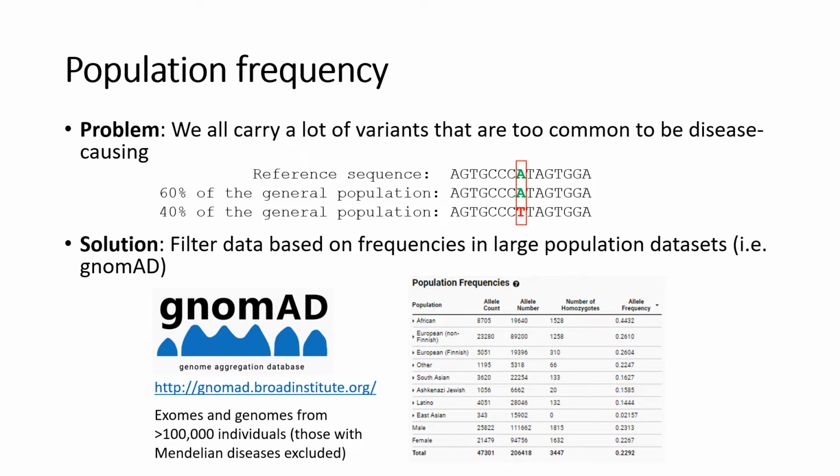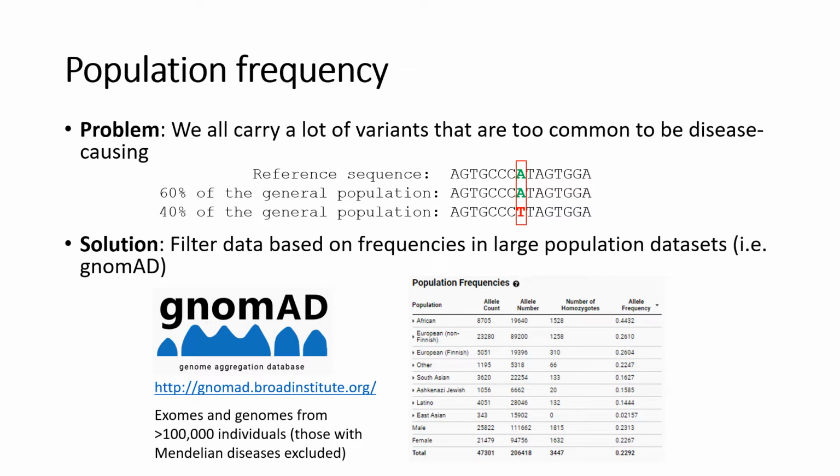Here, the problem we're trying to address is that we all carry a lot of variants that are far too common in the general population to be disease causing. So in the example shown here, while 60% of the general population has an A at the position that's highlighted in red, 40% of the population has what would be called as a variant at that position, an A to T change.